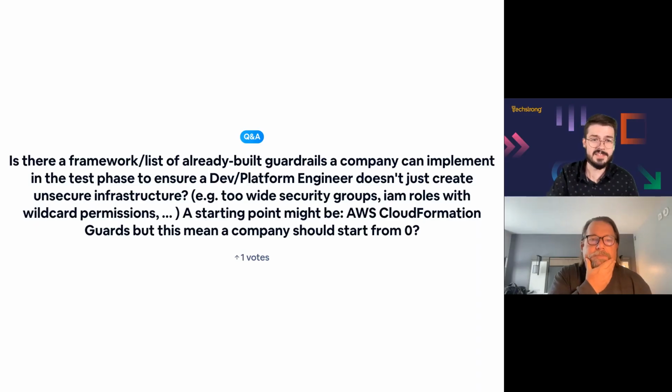Awesome. So this next question, I'm going to pop up on the screen because it is a little bit long, but I'm going to read it out loud as well. Is there a framework or a list of already built guardrails a company can implement in the test phase to ensure dev or platform engineers don't just create unsecure infrastructure? Example: two wide security groups, IAM roles with wildcard permissions. The starting point might be AWS CloudFormation Guard, but this means a company should start from zero.